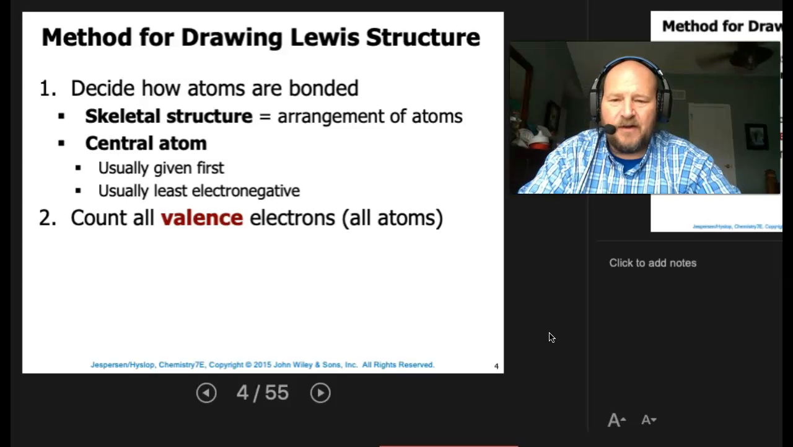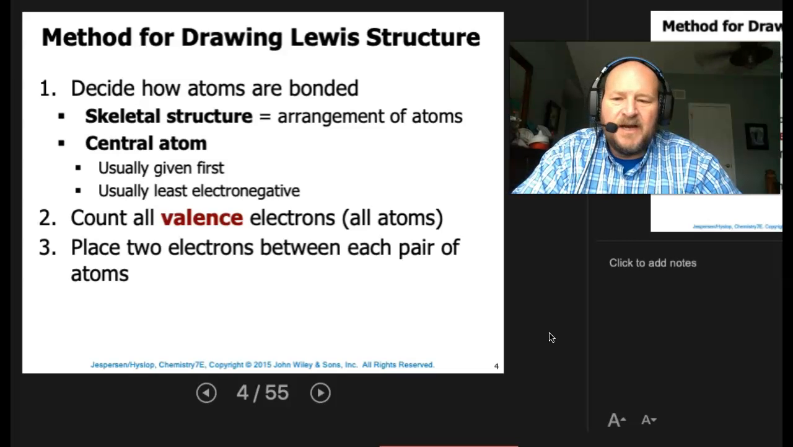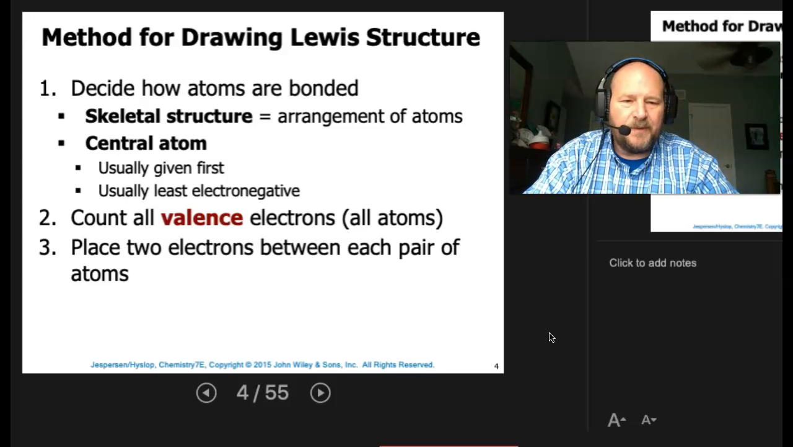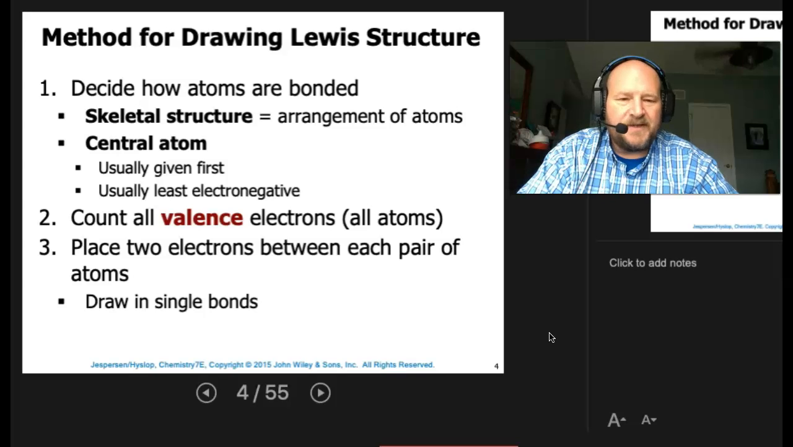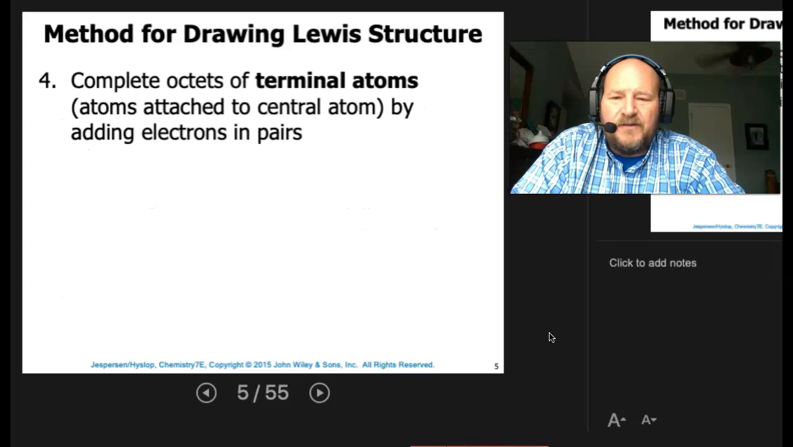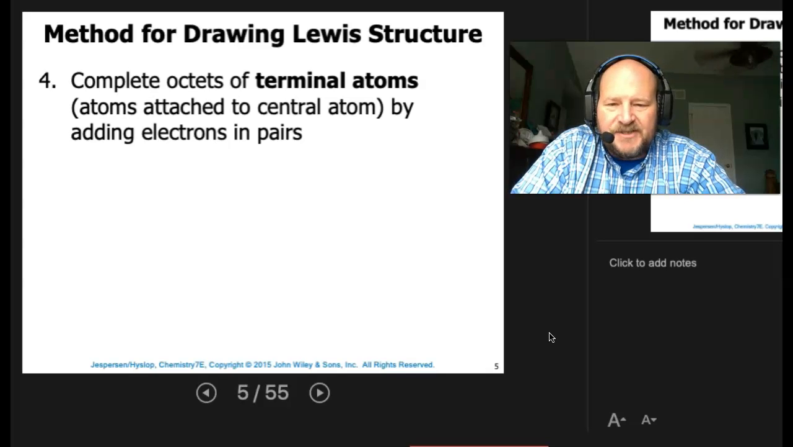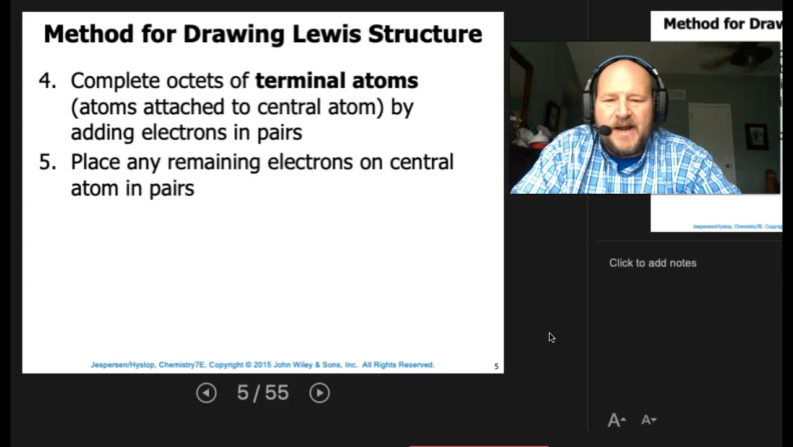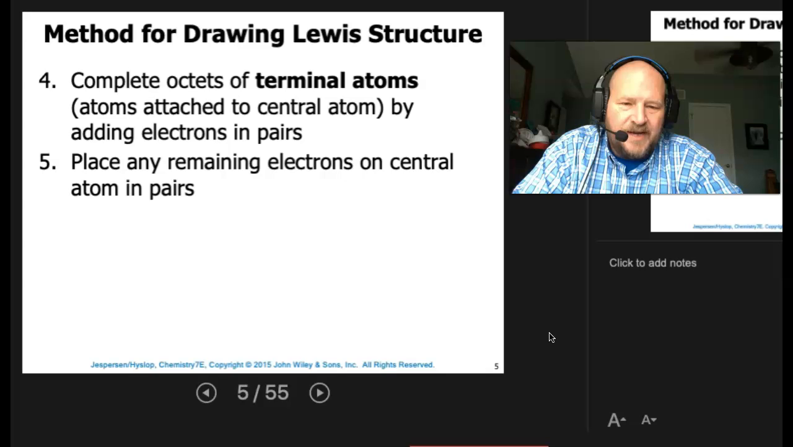What we'll do next is count all of your valence electrons. So we'll figure out how many total electrons we have from all of our atoms. And then, of course, we're going to place 2 electrons between each pair of atoms. So we're going to draw in single bonds right away, so everybody's connected. After that, we'll complete all the octets of all the terminal atoms, so that's all the atoms attached to the central atom, by adding in the pairs of electrons. Any remaining electrons we'll then put on the central atom.